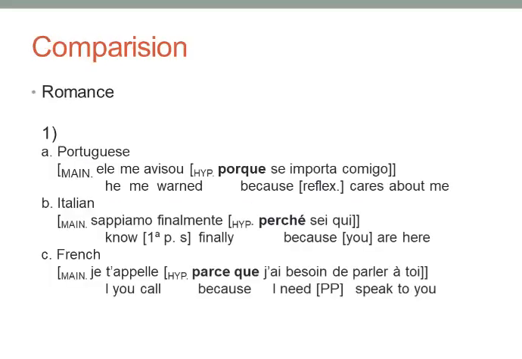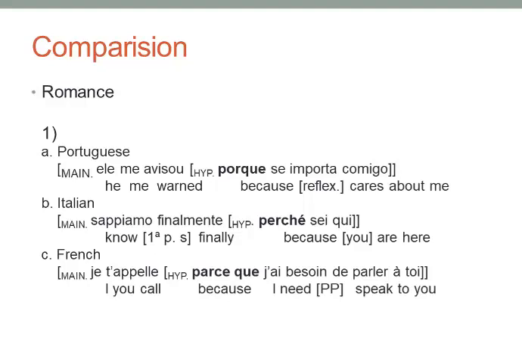So for the comparison, we have in Romance these 3 languages, Portuguese, Italian, and French, and the sentences we have chosen are, in Portuguese, "ele me avisou porque se importa comigo." The translation to English is not, of course, what we have written there, but should be said: he warned me because he cares about me. The first feature is that the verb to care is a reflexive one in Portuguese, and once again, we do not have the word he pronounced in the sentence.